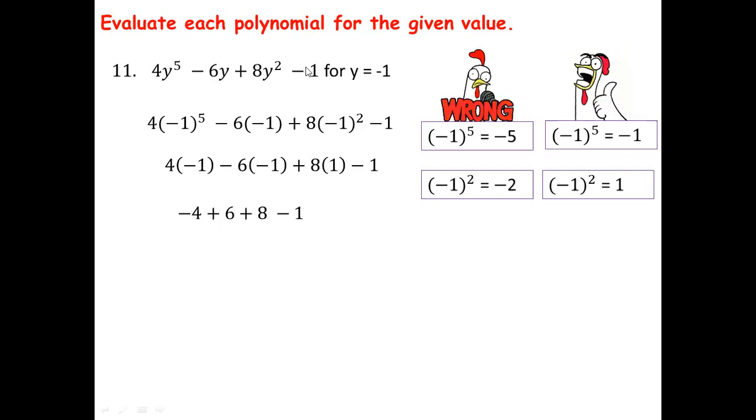But if you leave this, your answer is going to be wrong compared to what we are going to get. So solve this. It's going to be 8 plus 6 is 14, minus 4 is 10, minus 1 is 9. So if you solve this, you will get the answer as 9. Okay, so the answer for question number 11 is 9.